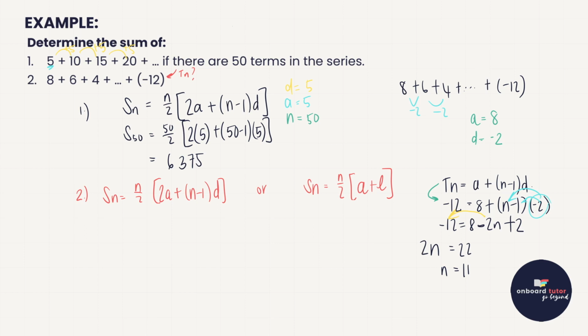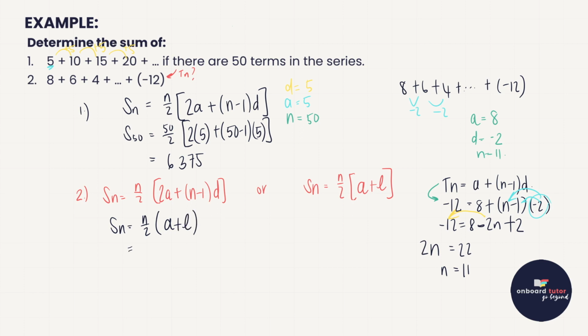Okay, so how many terms do we have? We've got 11, and that helps us out. So if you come back up here, we've got a is 8, d is minus 2, and n is 11. And now we can really choose either of these formulae, but I'm going to use the second one just so that we can practice it. So Sn is equal to n over 2 bracket a plus L.